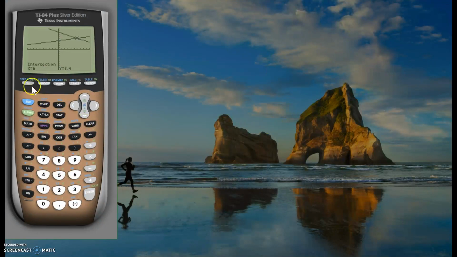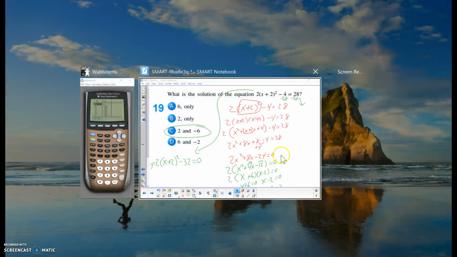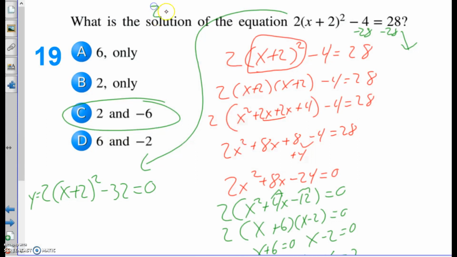So let me go back to my calculator mode here. Clear that. Clear that. 2 parentheses x plus 2 squared minus 32. And I can see that it's going to be crossing at negative 6 and positive 2. But I could also look at my table and see that at x equals positive 2 and negative 6, we have zeros. So those are the solutions. Solutions is another term for zeros or roots or x-intercepts.